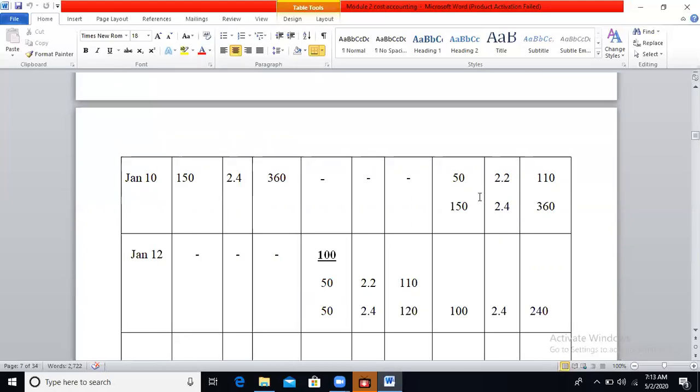Now we are having only the balance of the 150 units purchase. Out of 150 units, we have issued 50 units. So the remaining balance will be 100 units or 100 pieces. The price will be 2.4. The total value will be 240.